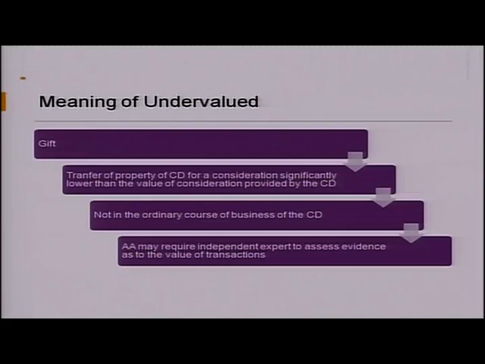And if it is not in the ordinary course of business of the CD, then the adjudicating authority may, and the word is may, because there is a judgment of NCLAT where a challenge was made that the NCLT or adjudicating authority came to a conclusion without appointing an expert. The NCLAT, the appellate authority, has held that it is not mandatory in each case to determine the undervalued transaction that an independent expert has to be appointed. It is the discretion of the adjudicating authority because of the presence of the word may. So this also needs to be looked into.